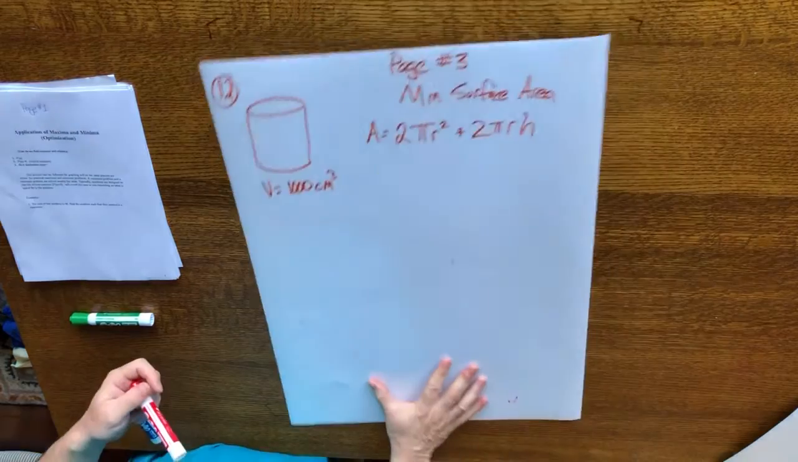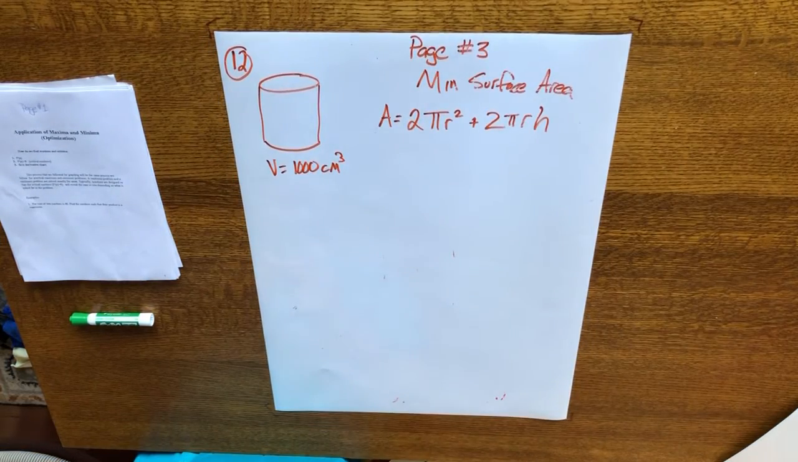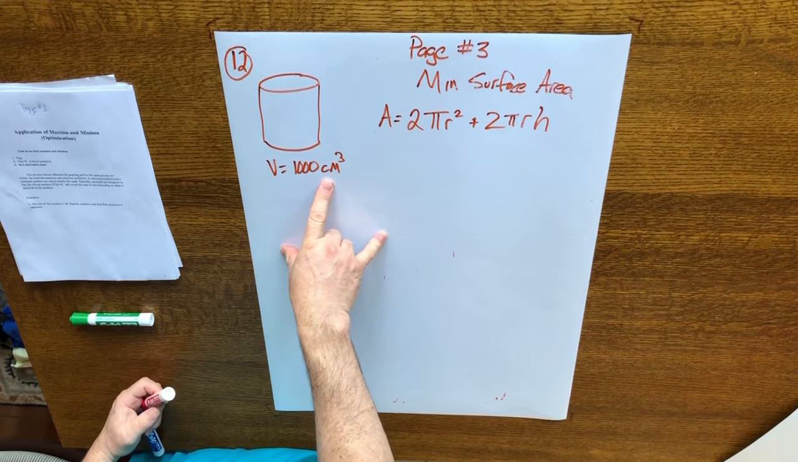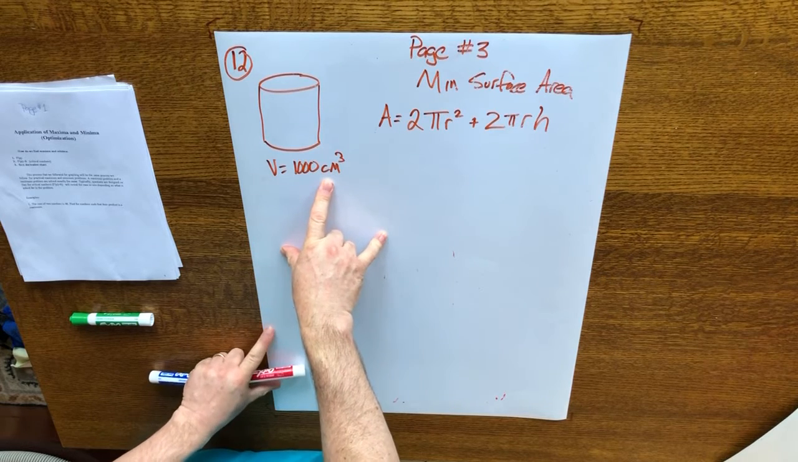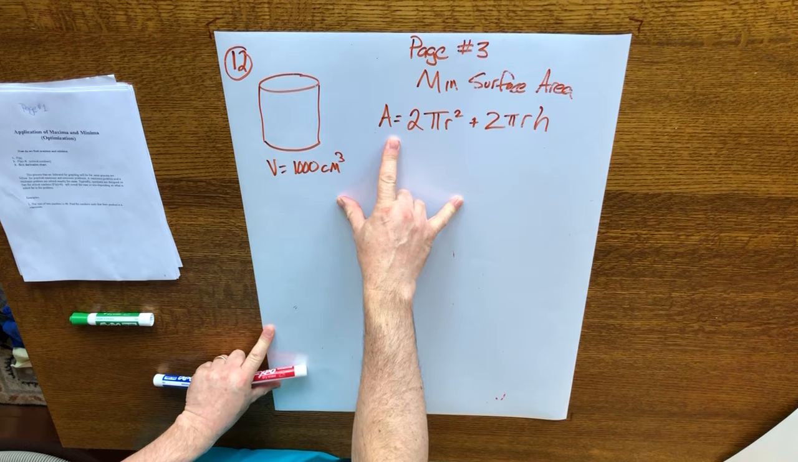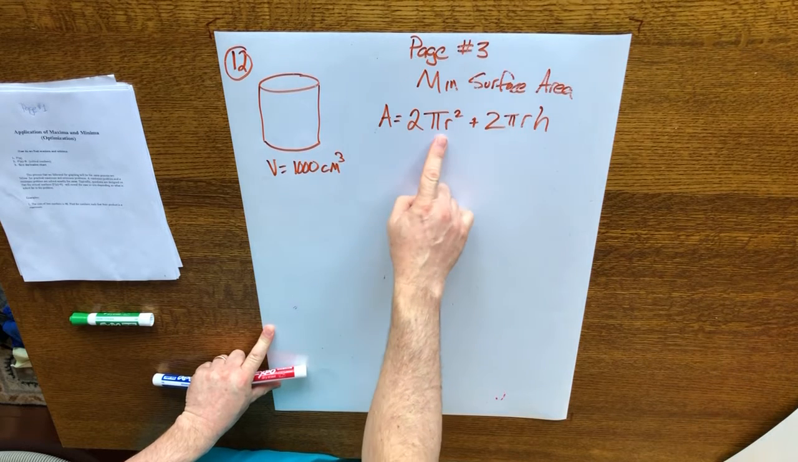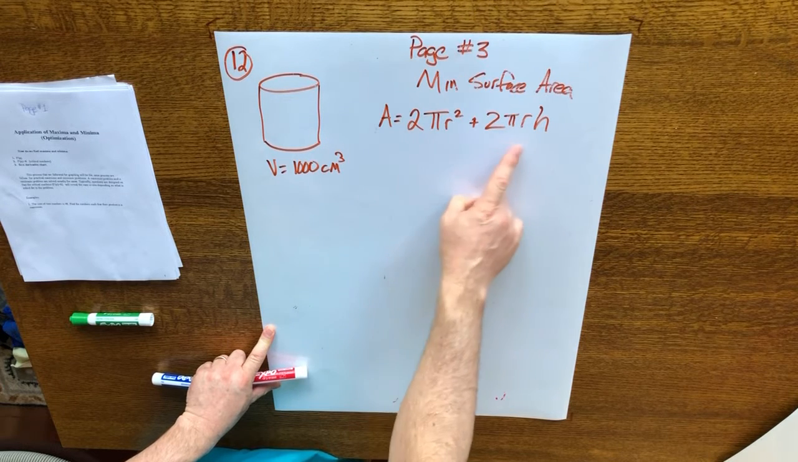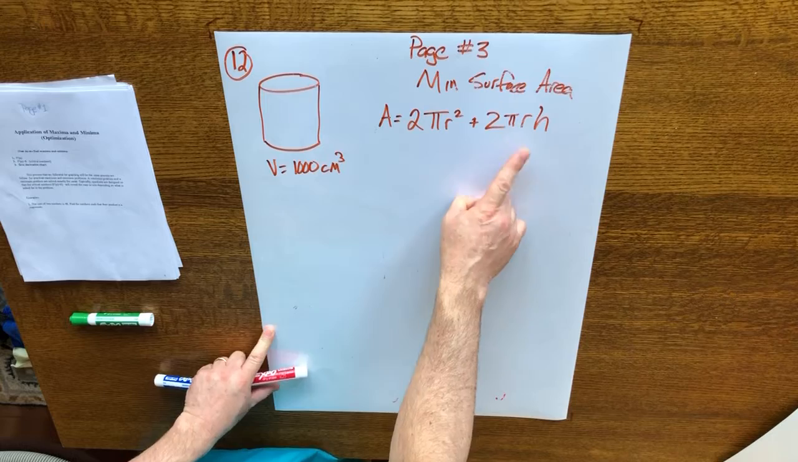So two more questions. Here's number 12. Number 12, they give you a cylinder. They've given you a fixed volume of 1,000, and they want you to minimize the surface area of the cylinder. And surface area is equal to the area of the bottom, which is a circle, pi r squared, plus the top. So there's 2 pi r squared for area of top and bottom, plus the area of the side, 2 pi r h.